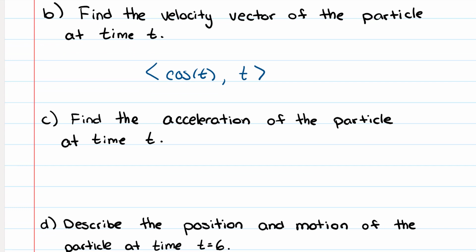The next thing I want to do is find acceleration. Again, super simple. Just do the derivative again. We get negative sine of t, comma 1. And this is our acceleration vector.